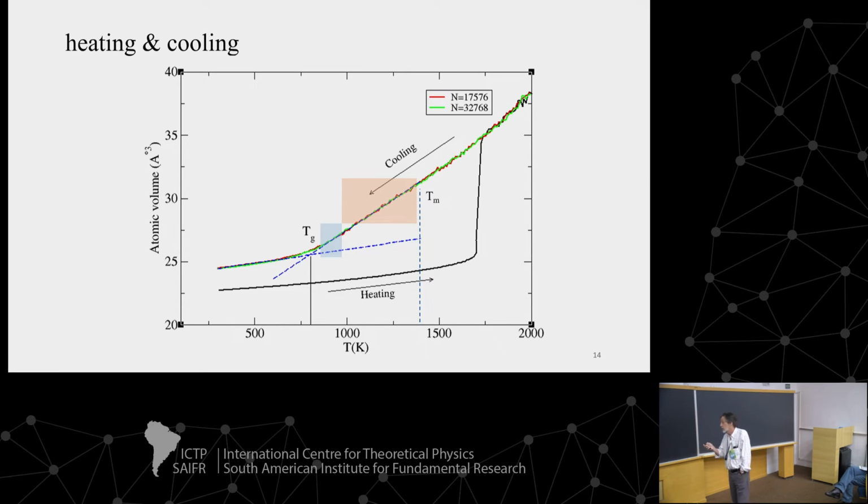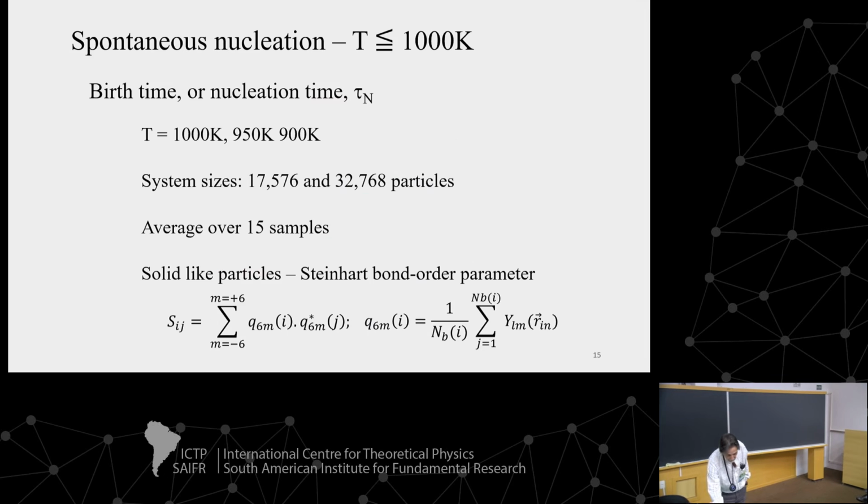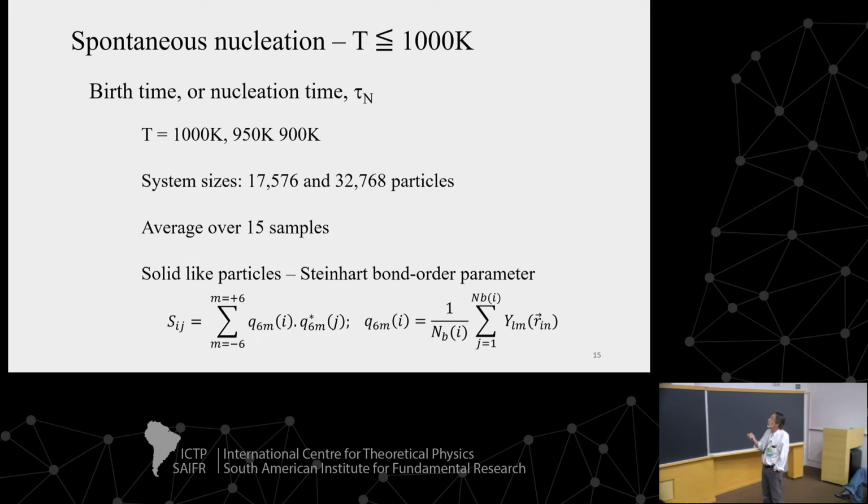Why? Because the temperature is too high. We are not able, in the simulation time, to observe the birth of the first nuclei. So below 1000 K, we can compute the birth time. We compute it for three temperatures for these two systems.